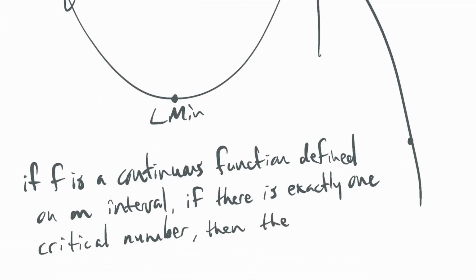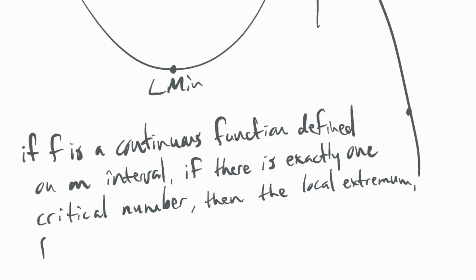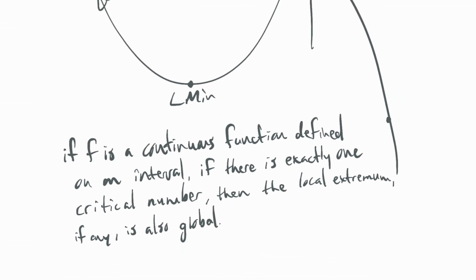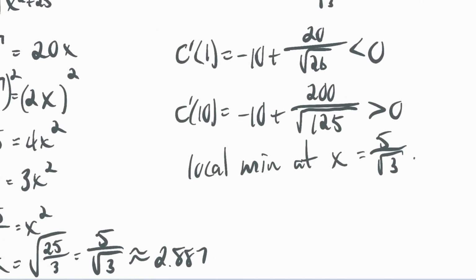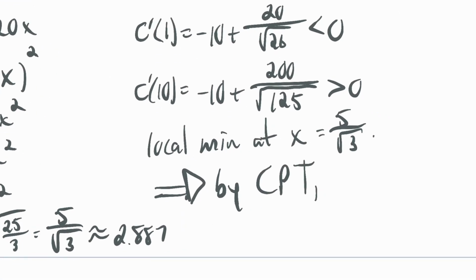Because it could be you have a saddle point. That's a possibility. Local extremum, if any, is also global. Automatically, it has to be because there's exactly one critical number. So there's no way for the graph to turn around and do something else, basically. So with this one, we can conclude, oh, okay. By the critical point theorem, this is also global.